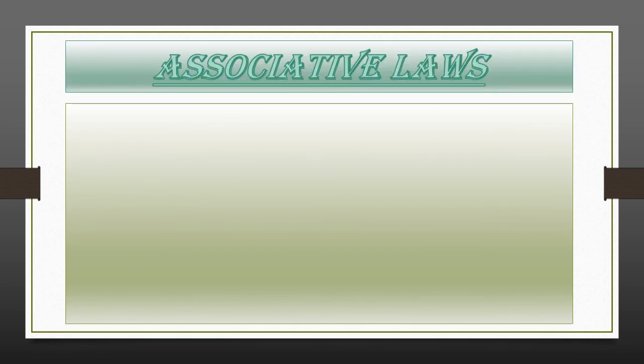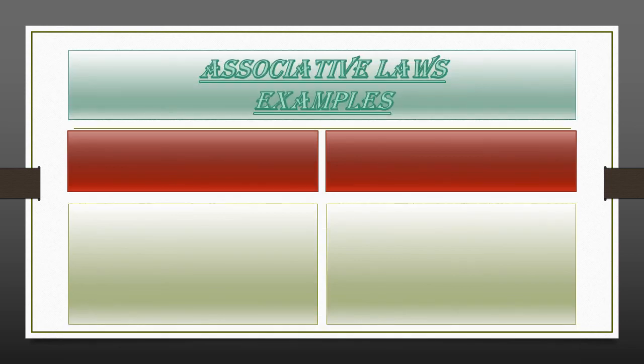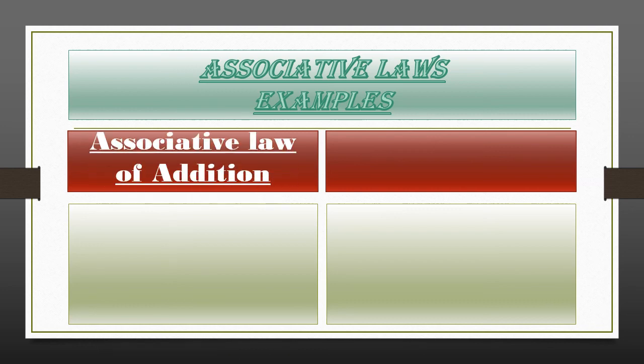The associative law of numbers over addition and multiplication states that when we add or multiply numbers by grouping them differently, the result will be the same. Now look at the examples of the associative law of addition and multiplication. Here we have the associative law of addition.